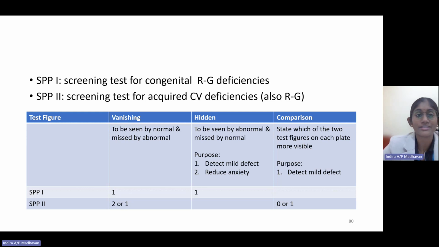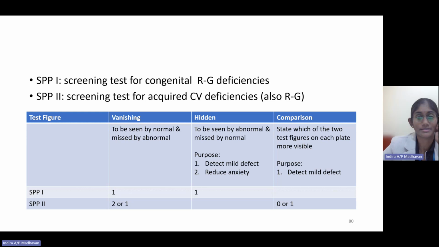And then we also have the hidden one, to be seen by abnormal and missed by normal. So this one is vice versa. If you have color vision deficiency, then you will be able to see this plate. If you have normal color vision, you won't be able to see this. The purpose of the hidden test figure is to detect mild defects or reduce the anxiety of those who have color vision deficiency. If they cannot see the vanishing one, they get anxious because they cannot see anything. To avoid that, we have this hidden test figure.